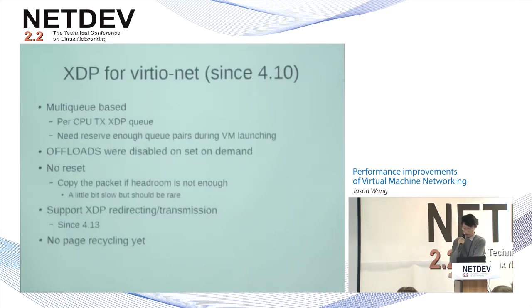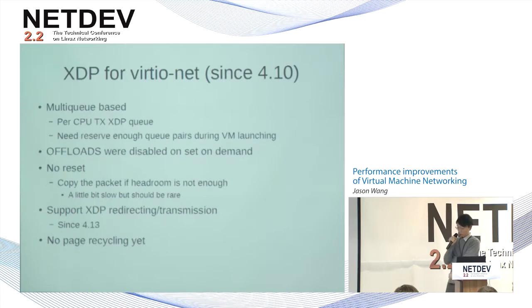So for the guest part, we still have XDP support, and for the guest it looks much more straightforward. It was multi-queue based, which means that we have a per-CPU TX XDP queue, and we need to reserve enough queue pairs during the VM launching. And for offload, we try to disable the offloads on demand. That means if XDP is set, we try to disable them through the virtqueue control command. And the next is that there's no reset during the XDP set. The reset is really required because we need to reserve extra headroom.